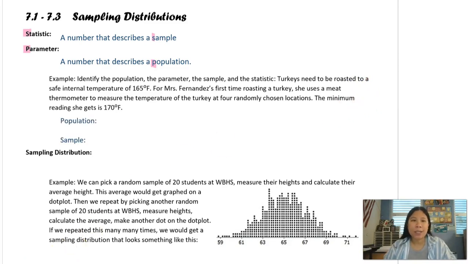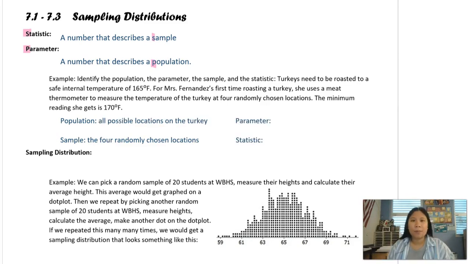So first, let's start by identifying the population and sample. We've done this in the past when we first learned what a population and sample was. But in this case, because I'm roasting a turkey and checking randomly chosen locations on this turkey to get my temperatures, the sample would be the 4 randomly chosen locations. If the sample is the 4 randomly chosen locations, then the population would have to be all the locations, because population is always something about all. Okay, so now that we have the population and sample stated, let's move on to the parameter and statistic.